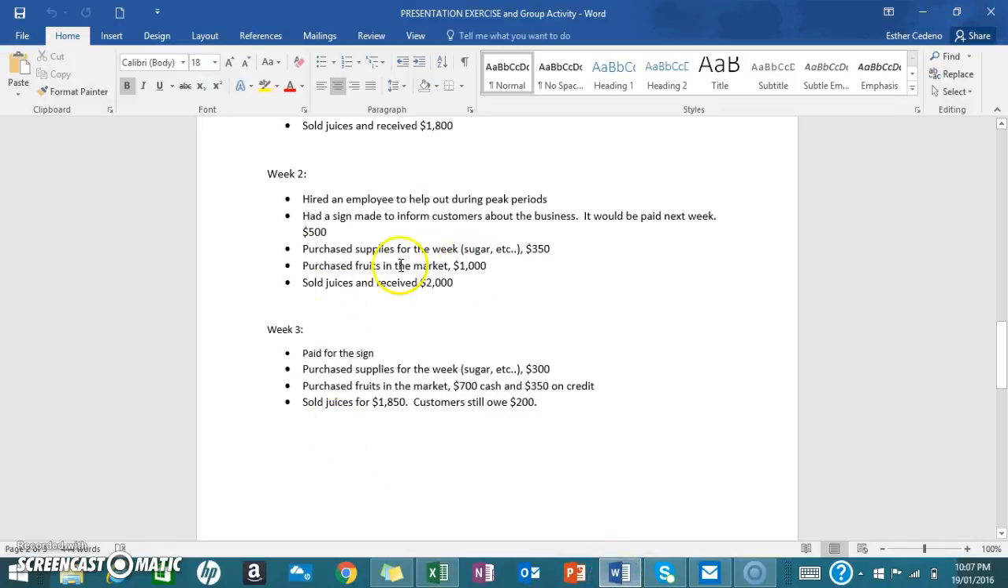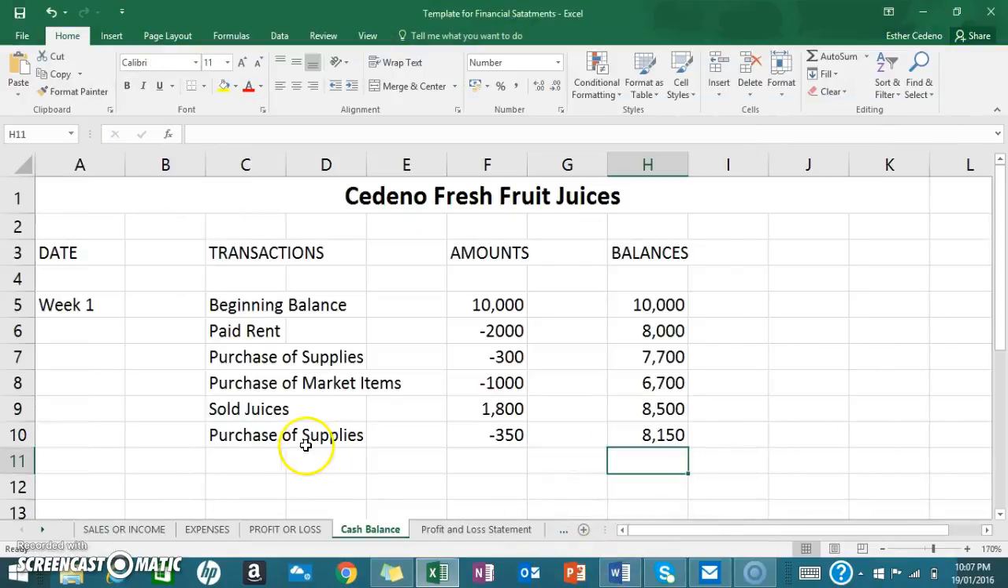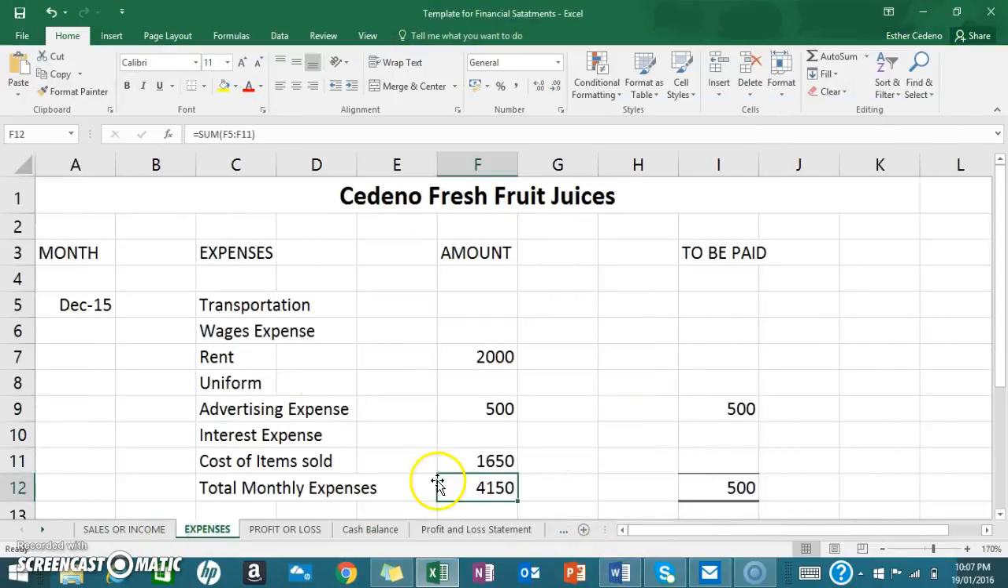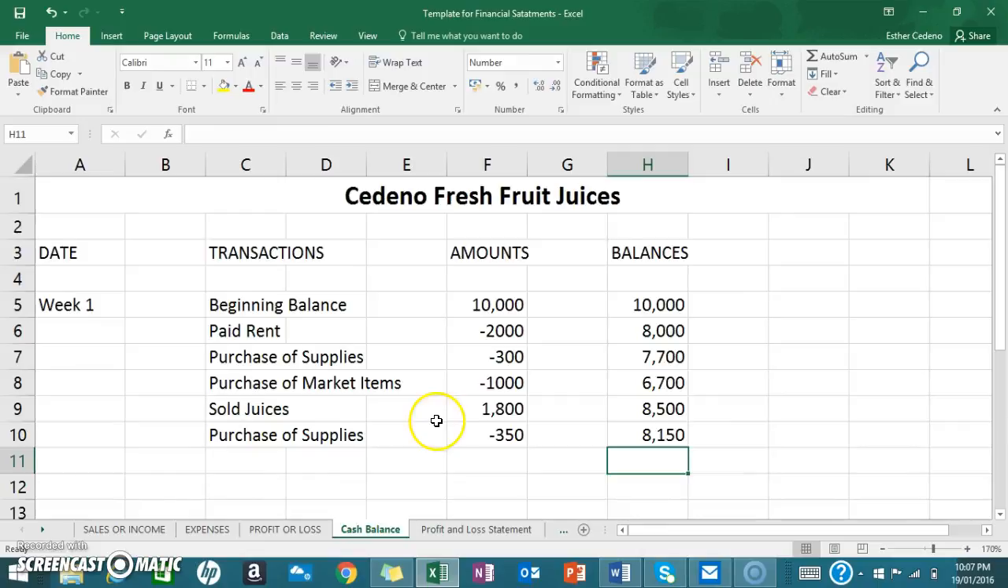Then they purchased fruits in the market for $1,000. So I'm going to quickly show that being added on here for 1,000. And also the payment under cash. Okay.